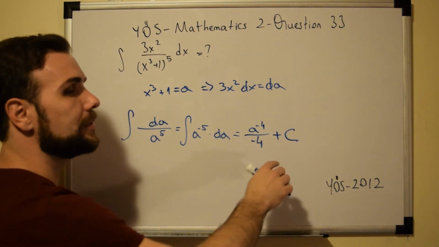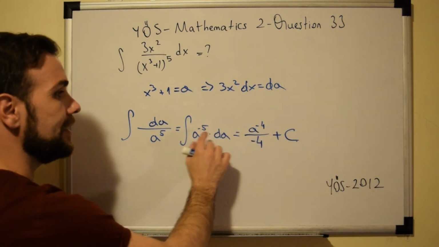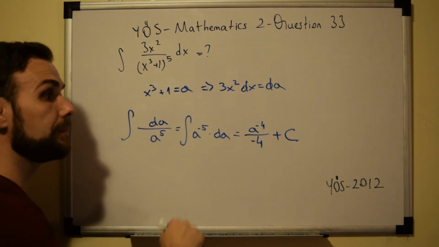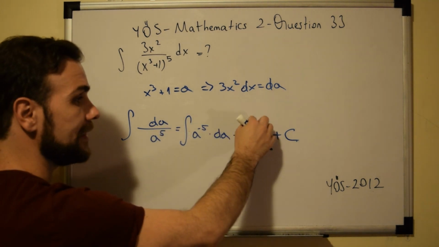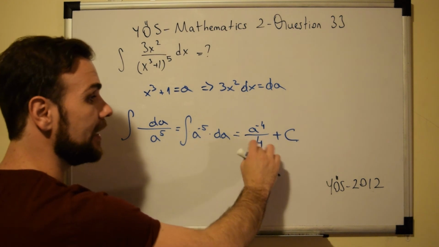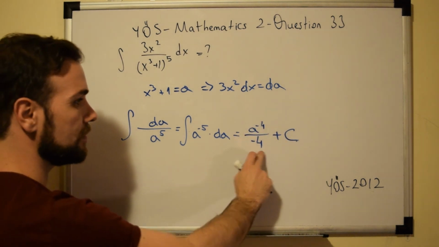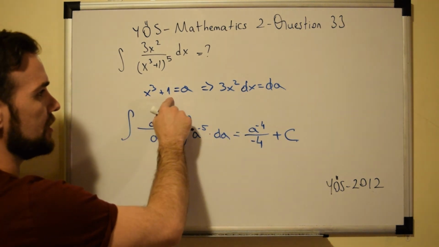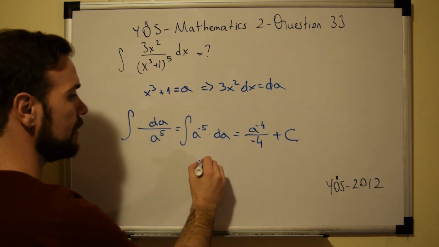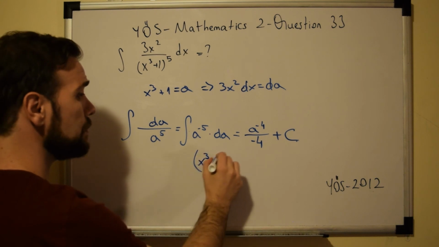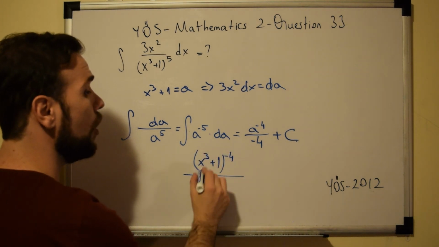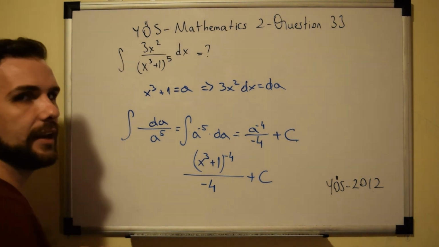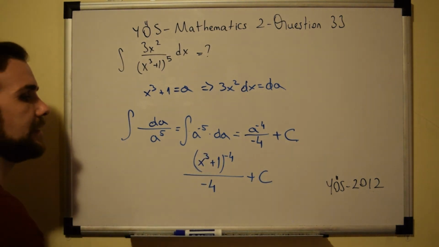C in this case represents any other value. So what I did here, to a to the power of minus 5, I added plus 1. And that exponent, I divided it by the same exponent, which is minus 4. Now all I have to do is replace a with the expression that we are given here. So we have x to the power of 3 plus 1 all to the power of minus 4 over minus 4 plus c, which represents, as I said, any other value. And this will be the right answer for your question.